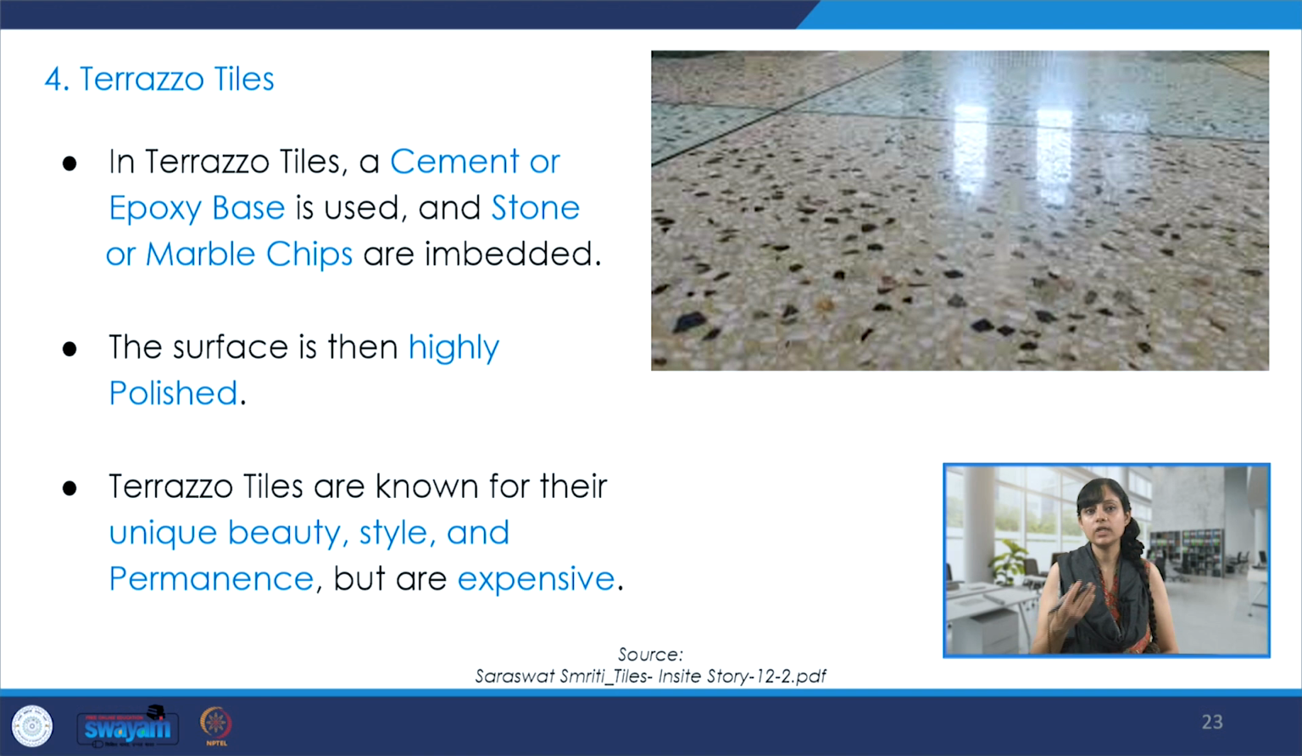Then there are terrazzo tiles. In terrazzo tiles, a cement or epoxy base is used and stone or marble chips are embedded like we see over here. The surface is then highly polished. Terrazzo tiles are known for their unique beauty, style and performance, and they are also known for their permanence. They are expensive, but for all the reasons stated in terms of aesthetics and unique appearance, they are still in demand.